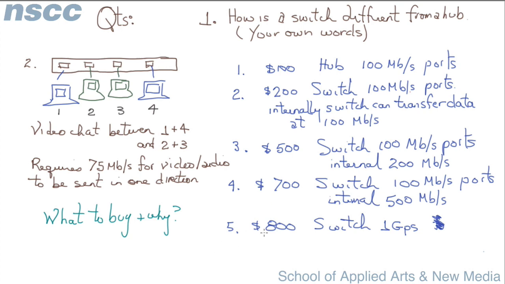And maybe you might need the $800 switch, where each port can work at gigabit per second. And also internally it can move data at a gigabit per second between ports. So you need to choose which device to use, but more importantly, the points are going to be based on why you chose that.